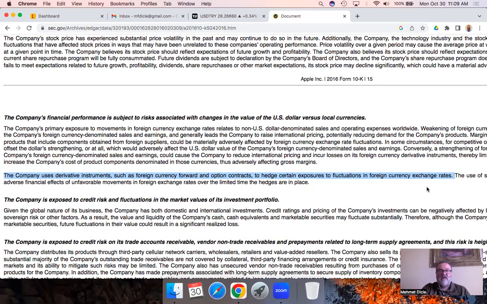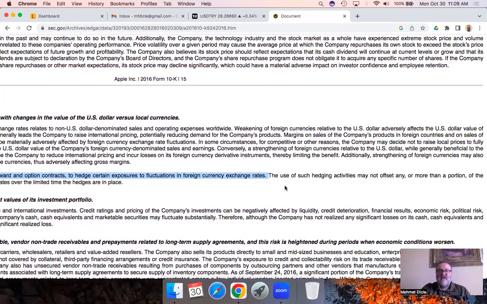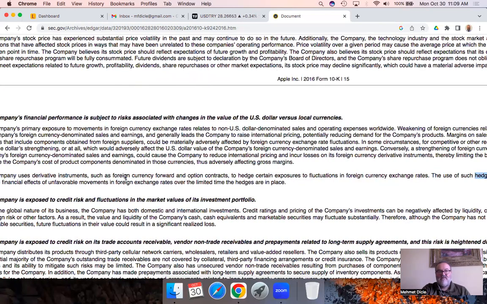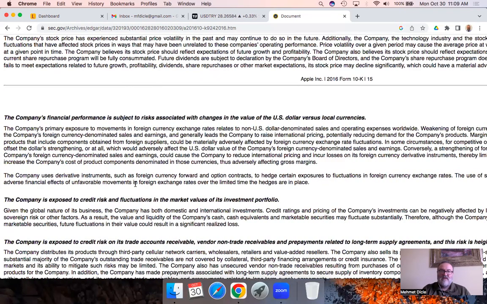And here Apple acknowledges that the use of such hedging activities may not offset any or more than a portion of the adverse financial effects. In fact, if they were to use more forward and future contracts, they may actually expose themselves to additional risk if their predictions are not as accurate. And therefore, these fluctuations still expose the company to foreign exchange risk. Unfortunately, it's not possible to eliminate all that risk all at once.